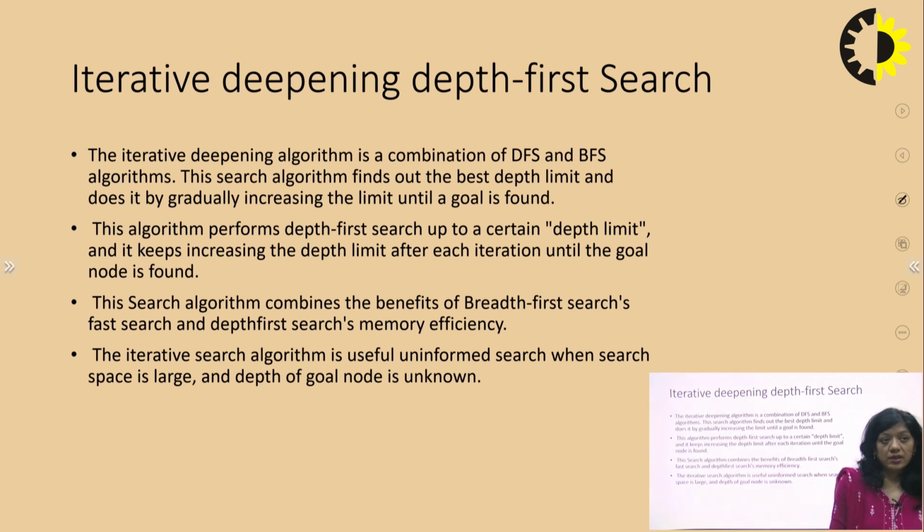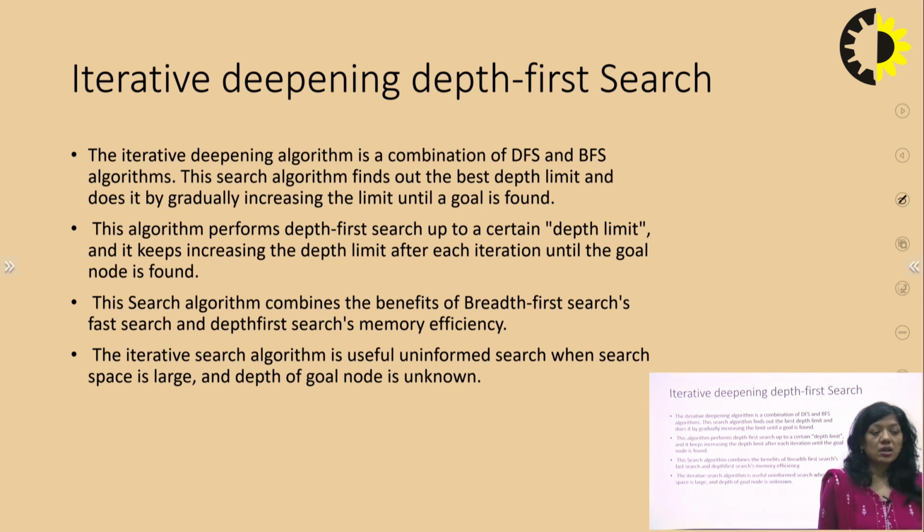Moving on, iterative deepening depth first search. The iterative deepening search algorithm is a combination of BFS and DFS algorithm. This search algorithm finds the best depth limit and does it by gradually increasing the limit until a goal is found. The algorithm performs depth first search up to a certain depth limit, and it keeps increasing the depth limit after each iteration until the goal node is found.